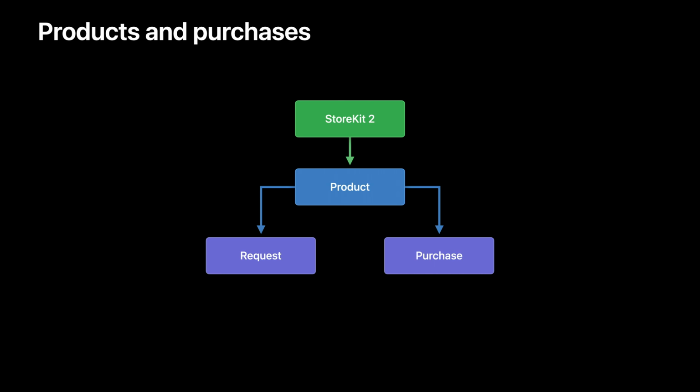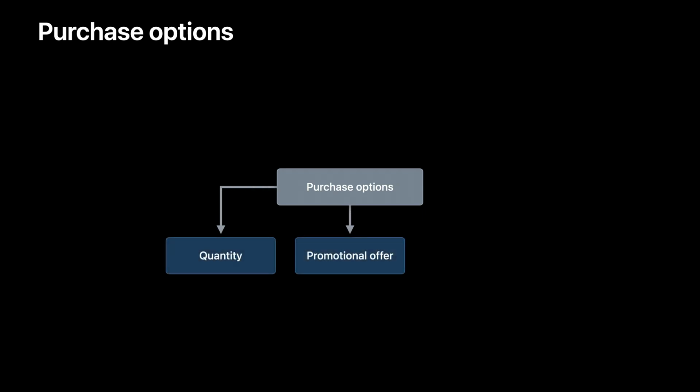Now, we know that not every purchase is the same. If you want to modify purchase behavior beyond the default settings, StoreKit 2 has purchase options. A purchase option is an item that describes a single property of a purchase. You can compose purchase options into a set, which you pass into the purchase method. StoreKit 2 includes purchase options for things such as quantity and promotional offers.